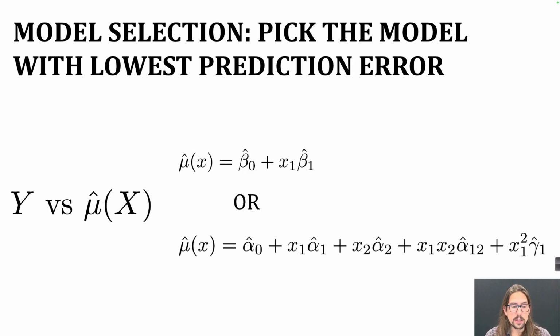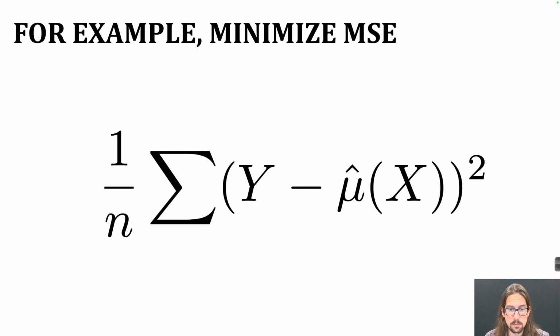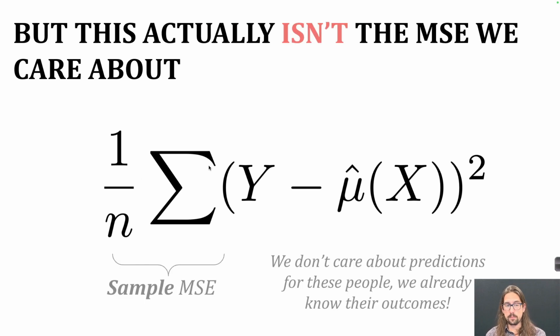So the clear thing to do is to pick the model that gives you the lowest prediction error, however you define prediction error. So that could be mean squared error, for example. But as we talked about a couple weeks ago, there's different ways to define what you mean by prediction error. So we'll use MSE here because it's very common. So if you recall, it's the observed outcome minus the prediction squared, and then the sample average of that.